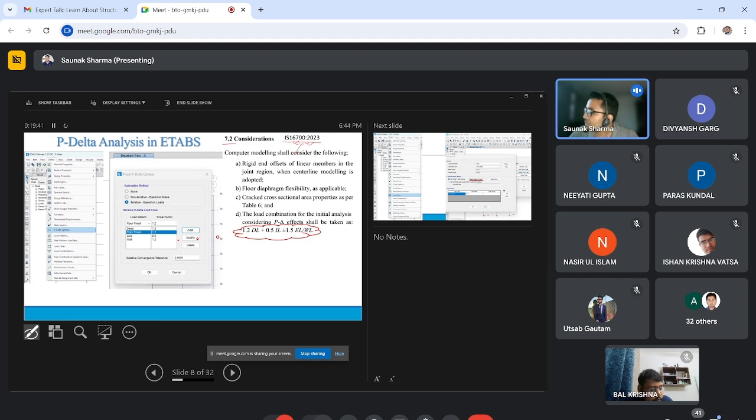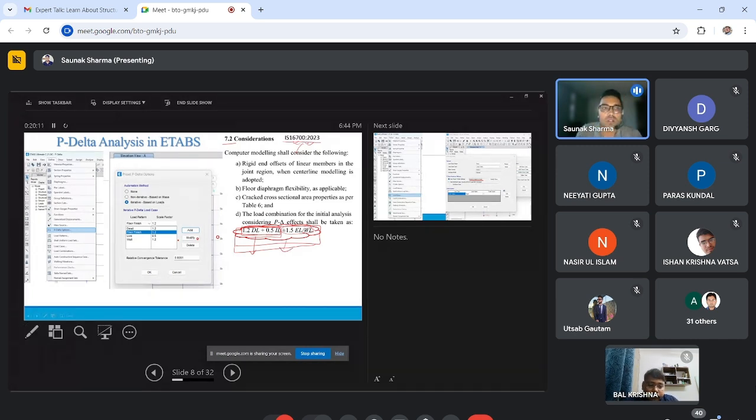The load combination for initial analysis considering P delta effect shall be taken as 1.2 dead load plus 0.5 live load, and 1.5 earthquake load or wind load. This set of load cases and load factors is used while defining P delta, and while designing, we have to define this load combination also.